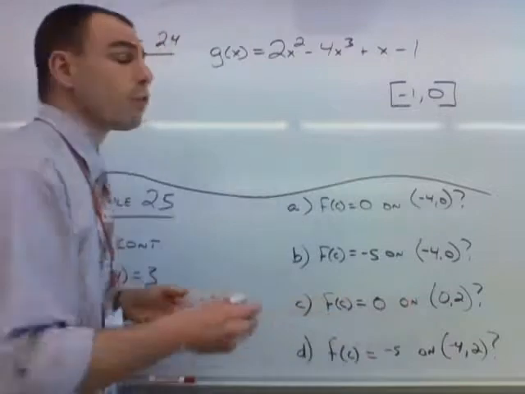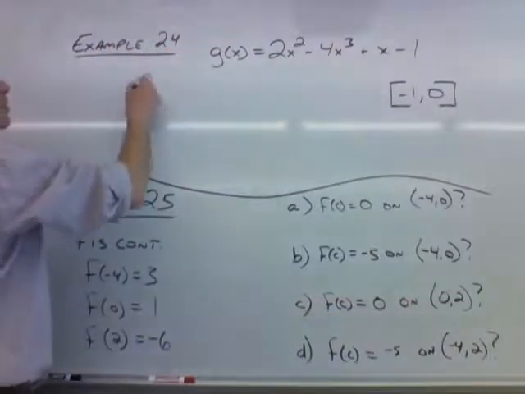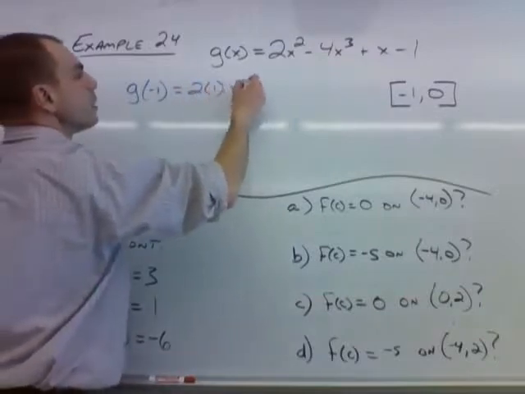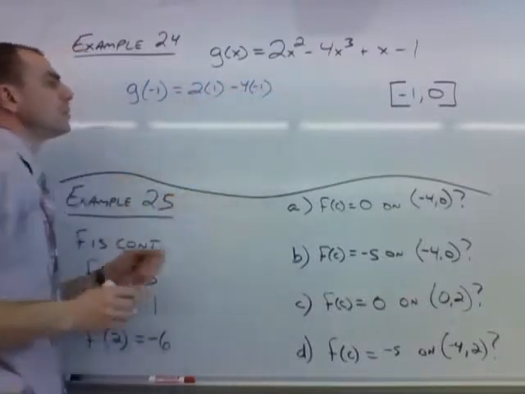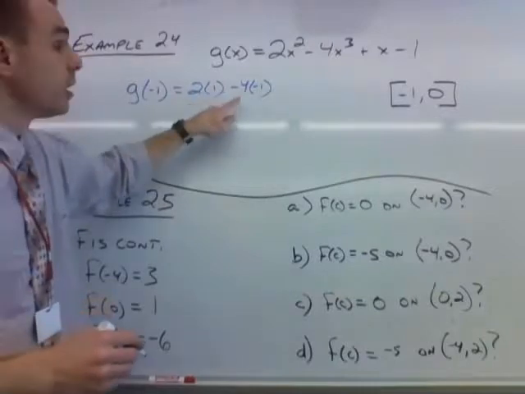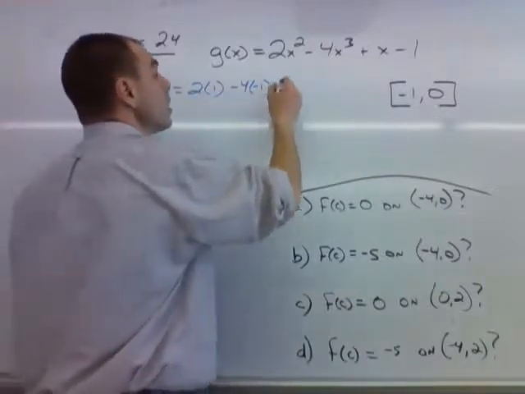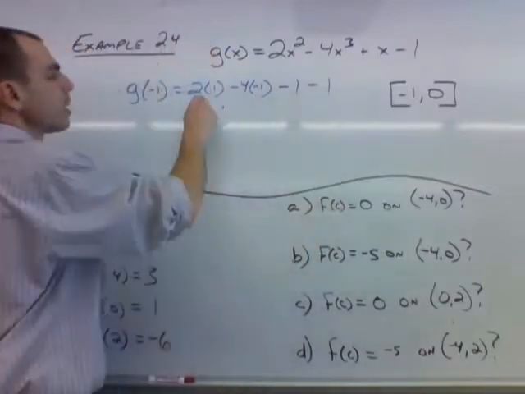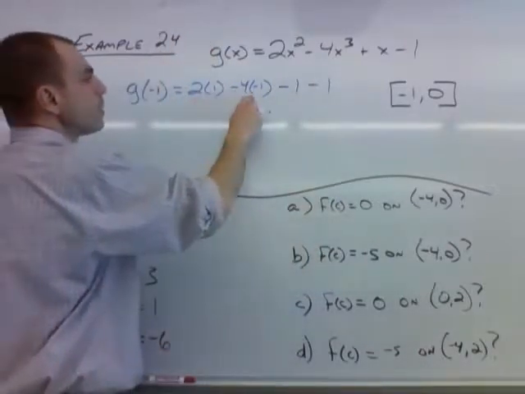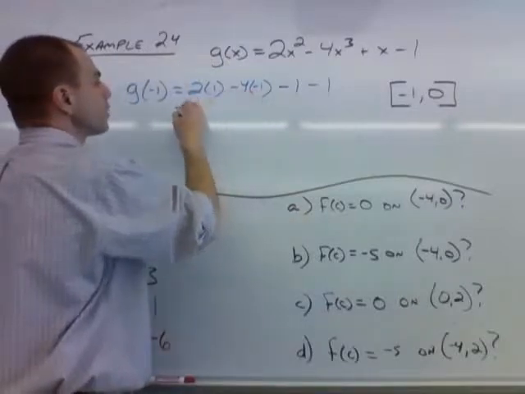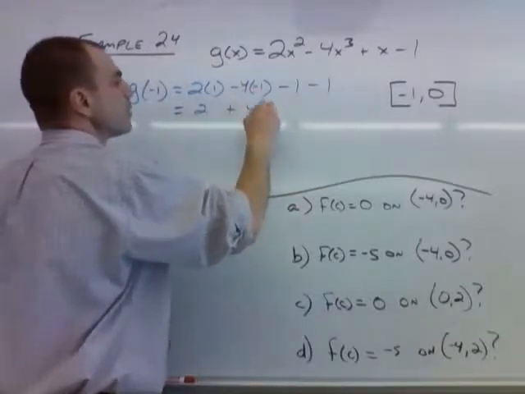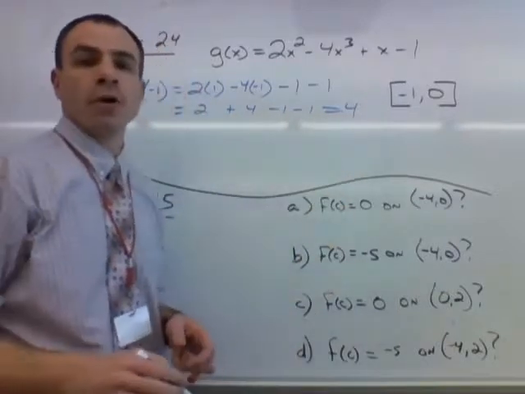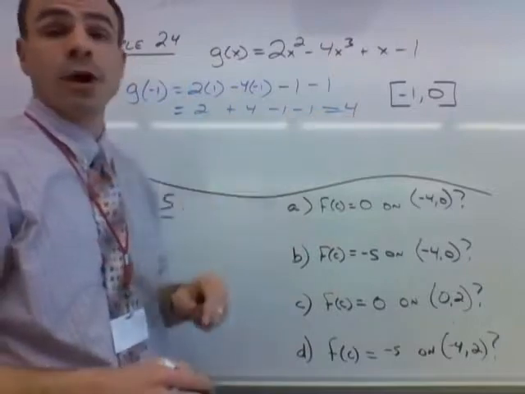We need to find g of -1 and g of 0. g of -1 will be 2 times -1 squared minus 4 times -1 cubed. And we know that -1 squared is 1, and -1 cubed is -1. Plus -1, goes minus 1, minus 1. All right, so we have 2 plus 4, because of the double negative. So that's 6 minus 1 minus 1. That gives us a total value of 4. So g of -1 is 4.